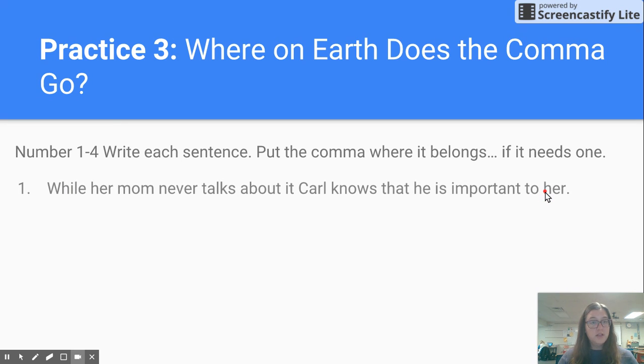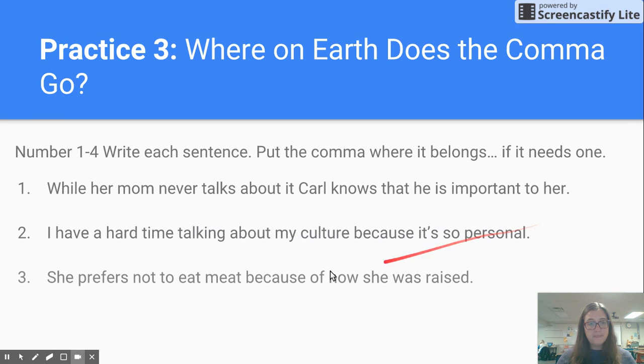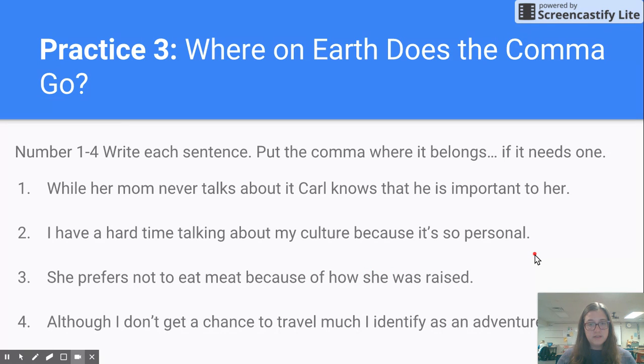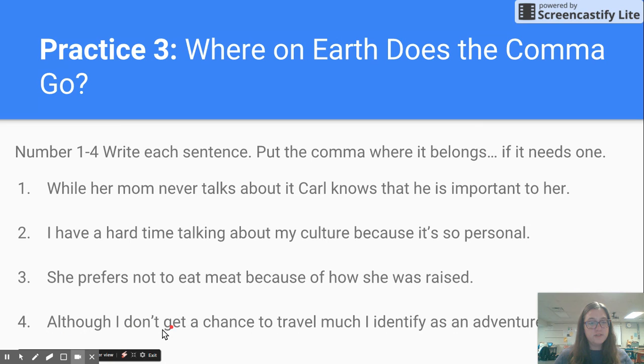While her mom never talks about it, Carl knows that he is important to her. I have a hard time talking about my culture because it's so personal. She prefers not to eat meat because of how she was raised. And although I don't get a chance to travel much, I identify as an adventurer. This has an ER at the end. You can't see it because of me. All right, so pause it for a moment, write these out, put the comma where you need to go, and then press play again.